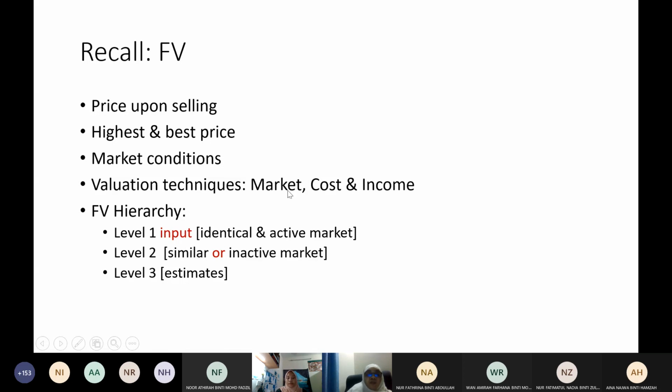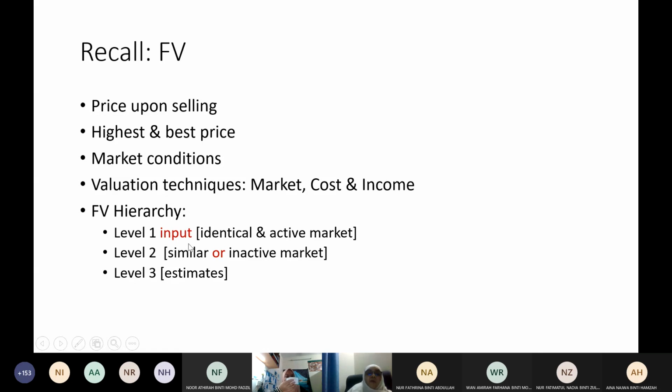Now, all these are just methods. What is more important is, what are the figures that you put into these techniques? These are just calculations, and what are the figures that you can put into these calculations? That's why they are called inputs. The values or figures that you will plug into the calculation methods in order to get your valuation, or the value of that asset.